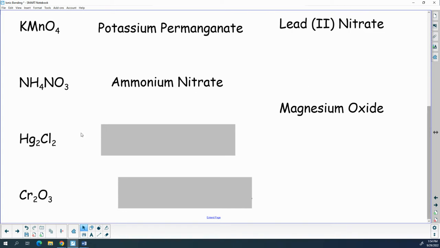Our next one is mercury. Hg is mercury. And then there's a 2 and a 2. And this is really rare to see. These compounds, ionic compounds, are always written with the lowest whole number ratio of elements. So this could be reduced to something like this, HgCl. It's not written that way because Hg2 is actually a polyatomic ion.